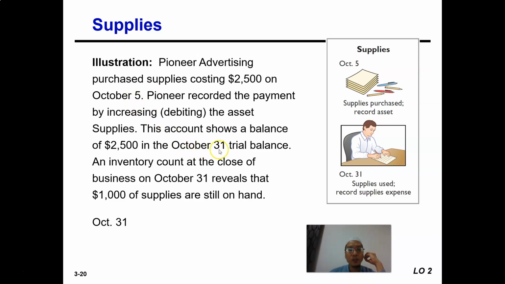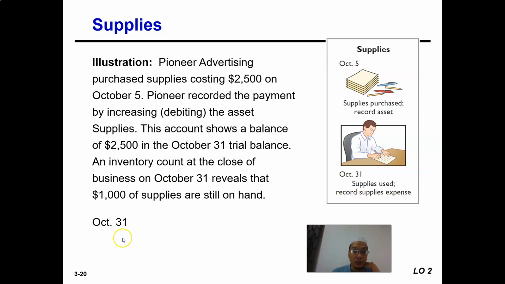Okay, so Pioneer purchased supplies worth 2,500 on October 5. At the end of October 31st, they found that out of the 2,500 they bought, the remaining supplies are worth 1,000. Therefore, how much have they actually spent? They have actually spent 1,500. They bought 2,500 worth, and at the end they have 1,000 remaining. Therefore, they have actually spent 1,500 during the month of October. So that 1,500 needs to be adjusted.